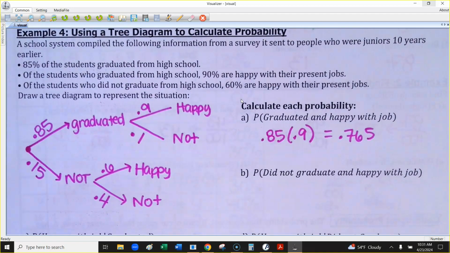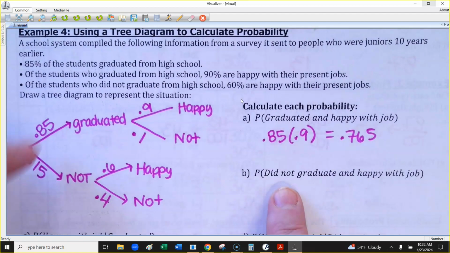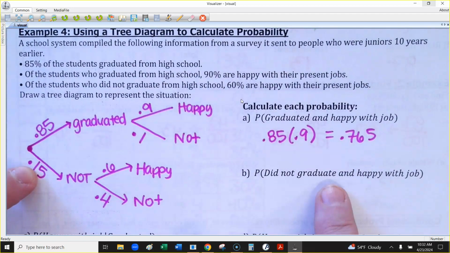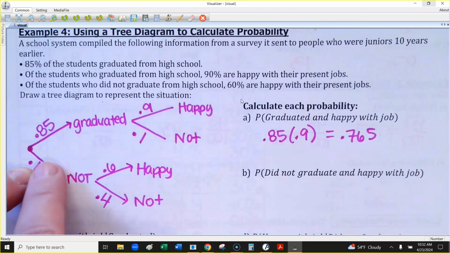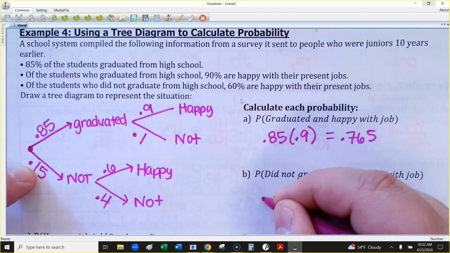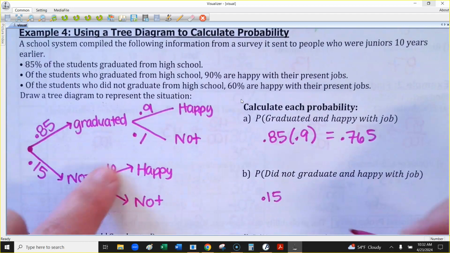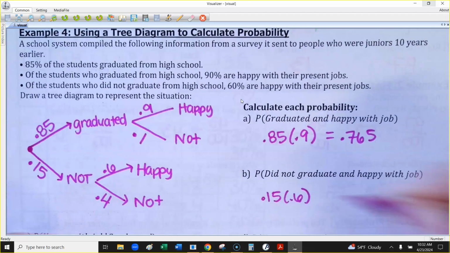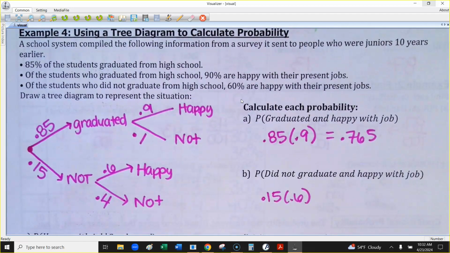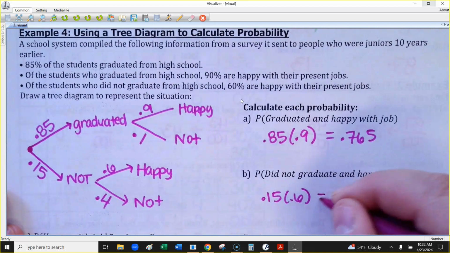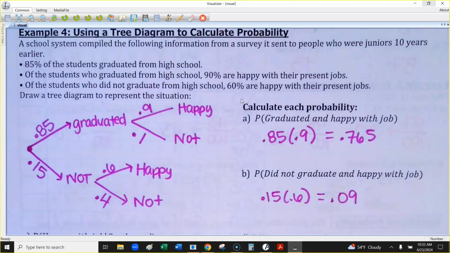Okay, now did not graduate, so I would go to this branch, and they're happy with their job. So just follow along with what it says. So didn't graduate is the 0.15, and they're happy with their job, that's the 0.6. So to get that correct probability, we just multiply those guys together. This is 0.09, so that'd be 9%.